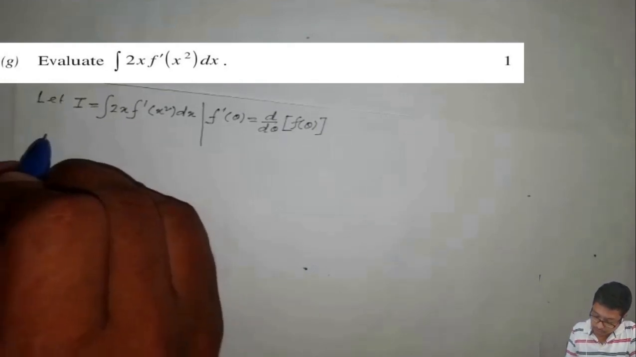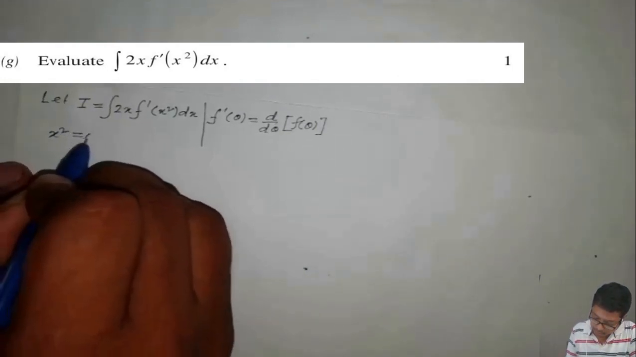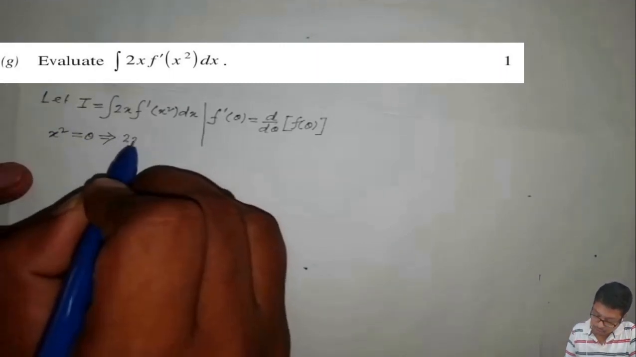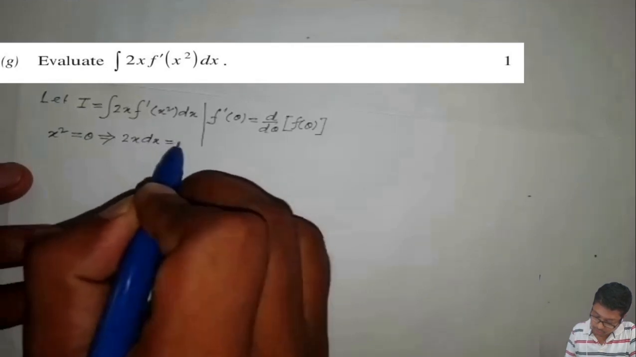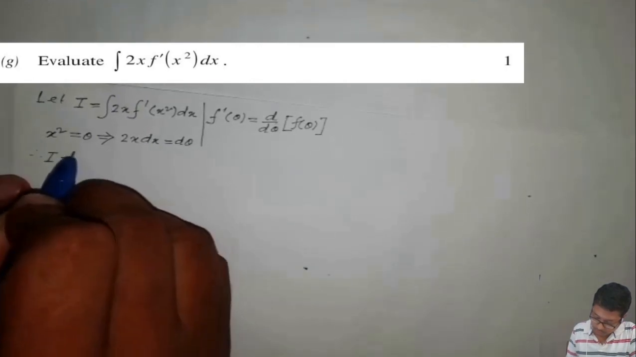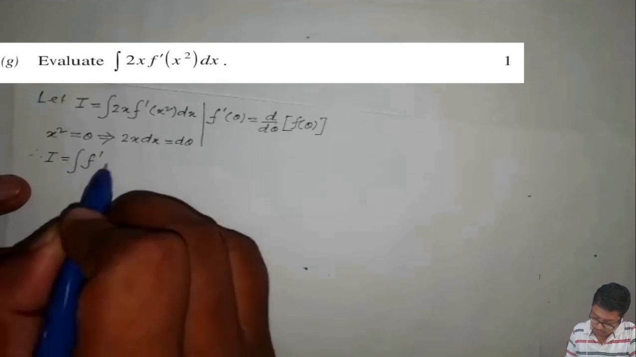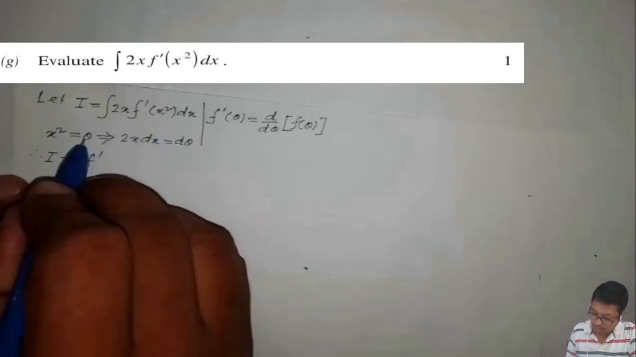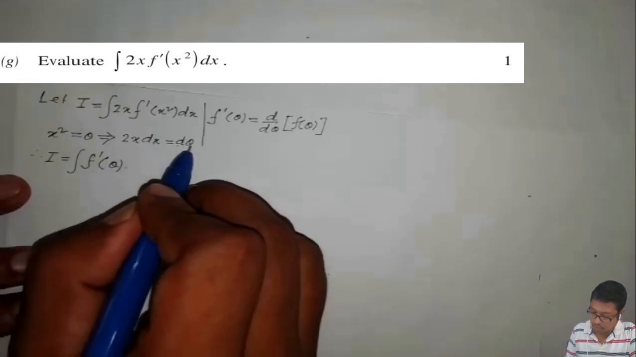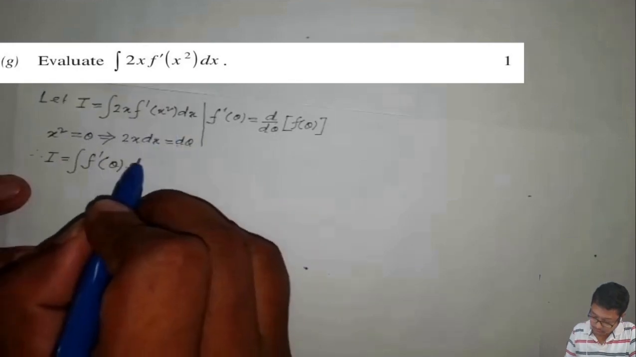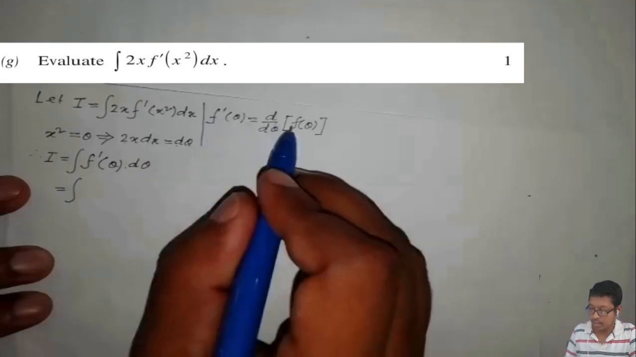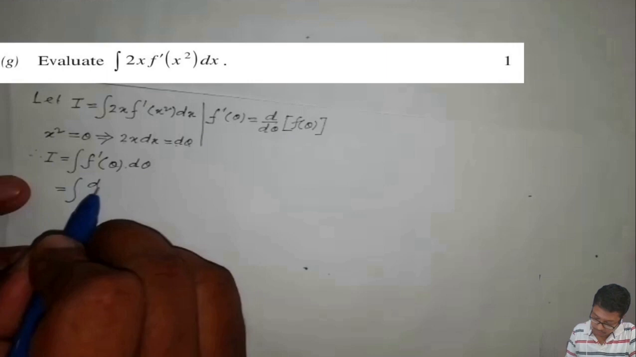Okay, let us assume that x square is theta. If I take the derivative on both sides with respect to theta, then I have twice x dx equal to d theta. Therefore I is equal to the integral of f dash of x square, in place of that I can write f dash of theta, into twice x dx, which is d theta. As I said, in place of f dash of theta I can write this, so I'll be replacing it by that one.